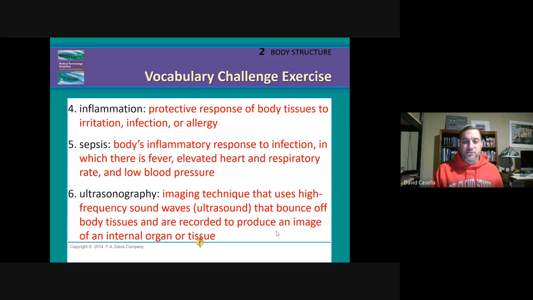Inflammation, sepsis, ultrasonography, all very important things to know a little bit about. Sepsis is your body's response to an infection. They have a fever, elevated heart rate, respiratory rate, and low blood pressure. Sometimes a patient will die, maybe an elderly person, but not always. They have an infection that gets undetected. It gets into the body's whole system, and that causes sepsis, and they can sometimes die from sepsis.